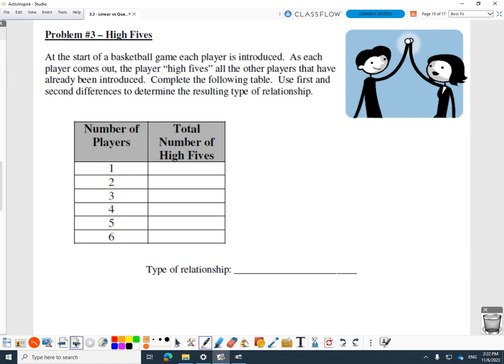Who's going to be the first player on our basketball team to come up here? You come up and stand here. He's the first player out. Actually, stand there so people can go past you. Right there. Okay. He just ran out on the court. How many high fives have been done so far? 0.